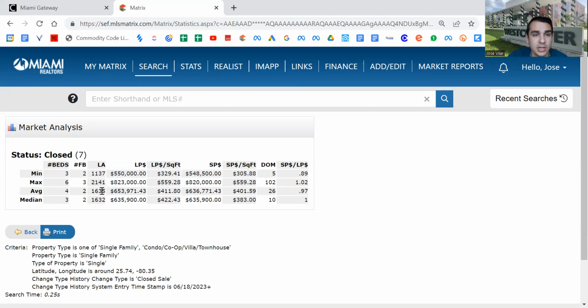And what we're seeing is that for an average four bedroom, two bath, 1,600 square feet, which is a little bit smaller than normal, they're getting $636,000. So you can look at the range here. The biggest one was for 2,100 square feet, and this is the one that they sold for 820 in 102 days. And the 3-2 with 1,100 square feet sold for 500 in 5 days. So that way you can really gauge and see how it works.